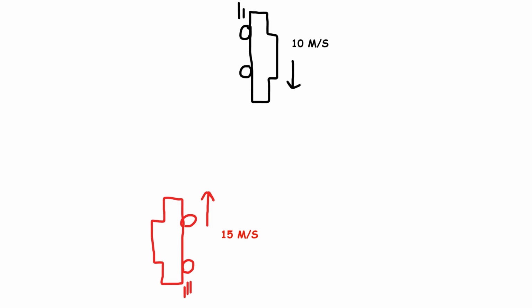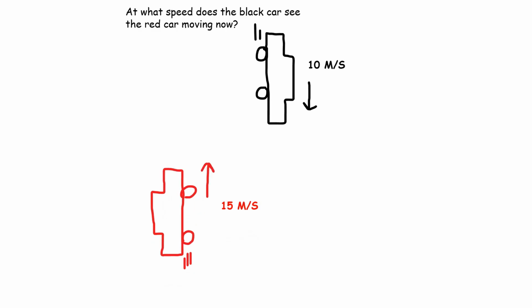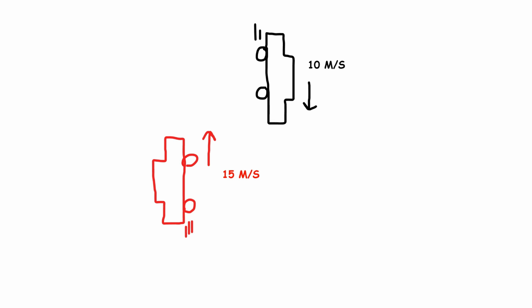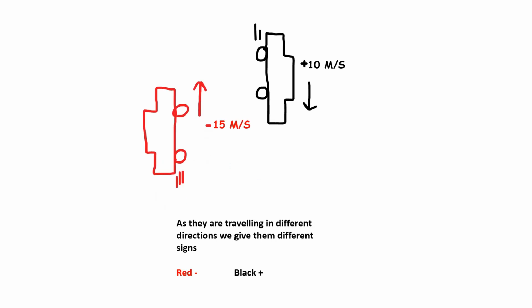Now let's look at the cars if they're approaching each other from a different direction. So we have the black car still traveling at 10 meters a second and the red at 15. But at what speed does the black car see the red car moving now? Remember, it saw it moving at 5 meters a second when they were going in the same direction. This time they're going in opposite directions. And when we do that, we apply signs to the speeds. So we give the red car a minus sign and the black car a plus sign, just to show that they're going in different directions.